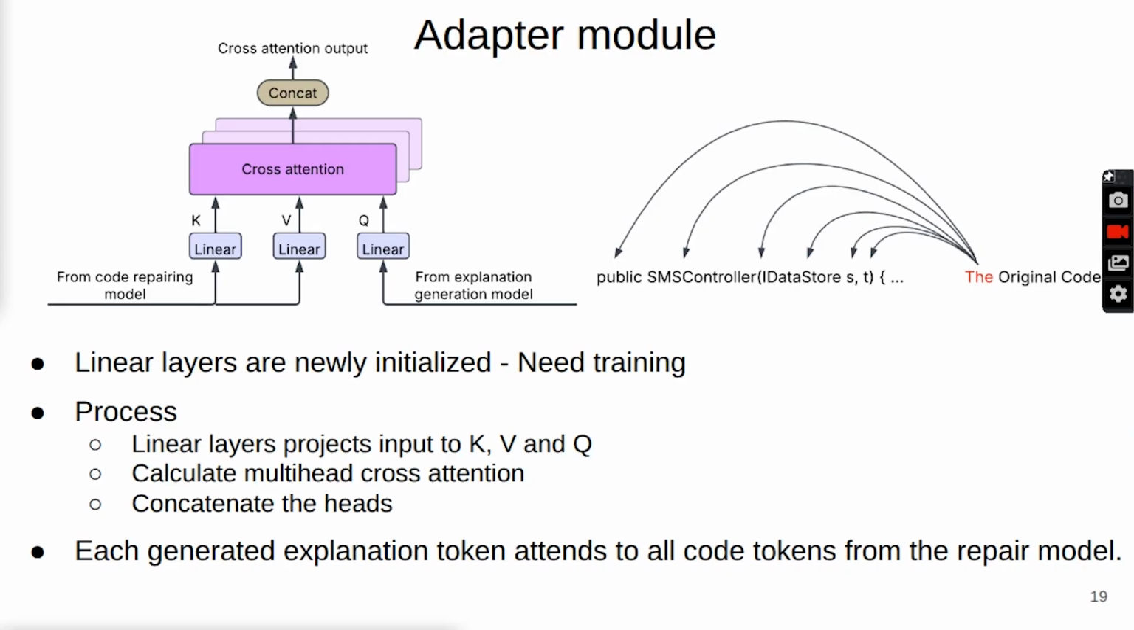The output from each head is then concatenated to form the cross-attention output, which is used by the explanation model to guide the generation process. The key idea is that each token in the generated explanation can attend to all code tokens coming from the repairing model. As shown on the right side, this allows the explanation model to look back and attend to various parts of the original code context, enabling more accurate and context-aware explanations.